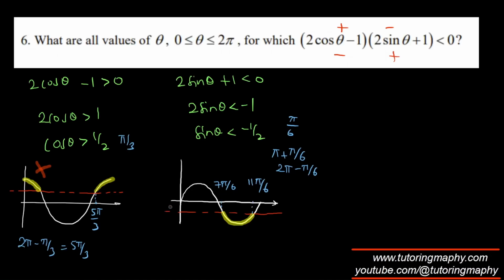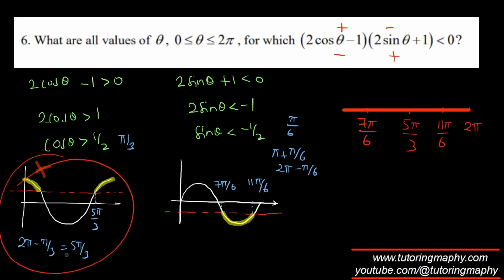Now we need to find an overlap, right? Okay, let's plot these things on a number line. So I'm going to say that this is the number line over here. Obviously 7 pi over 6 is in quadrant 3, so that comes first. Then comes 5 pi over 3, which is 300 degrees. And then comes 11 pi over 6, which is 330 degrees. And then comes 2 pi.